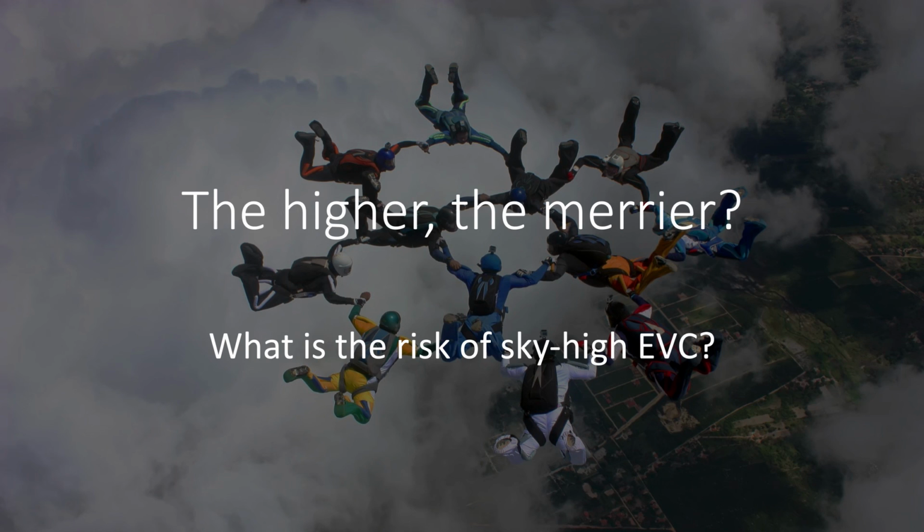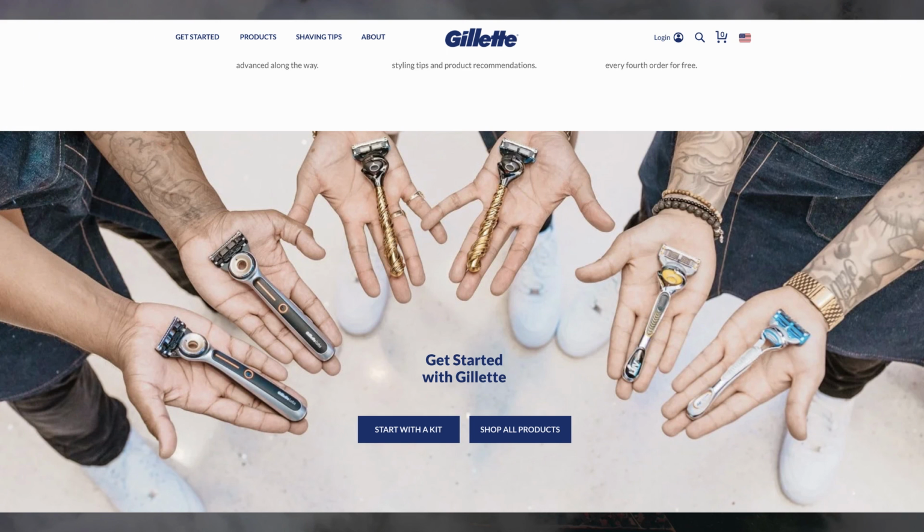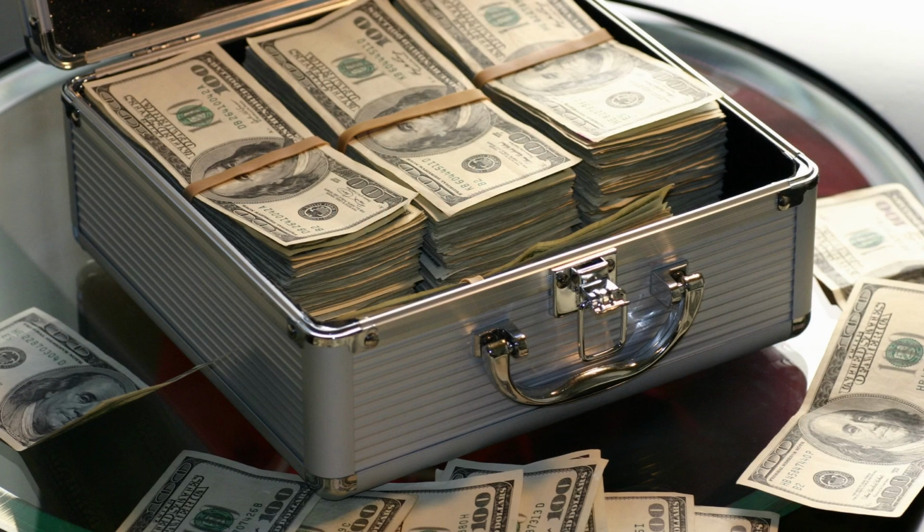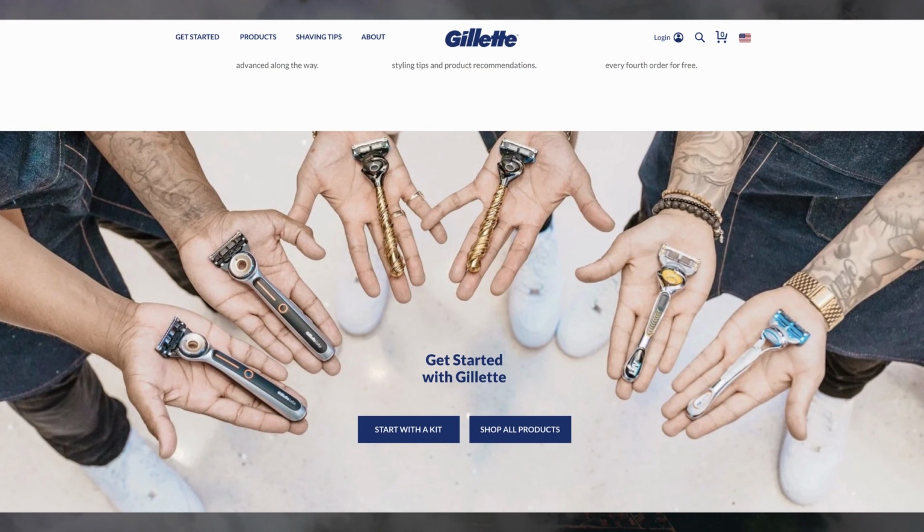If a high EVC allows companies to charge a high price, is it the higher the merrier for EVC? What is the risk of a sky-high EVC? One potential risk is a high EVC tends to attract new market entrants. For example, in the United States, the razor market has been dominated by Gillette for the past 100 years. And the razors are actually very expensive compared to the production cost. For a long time, because of Gillette's dominant market power and the deep pockets for marketing spending, Gillette was the de facto market monopolist in the razor market.